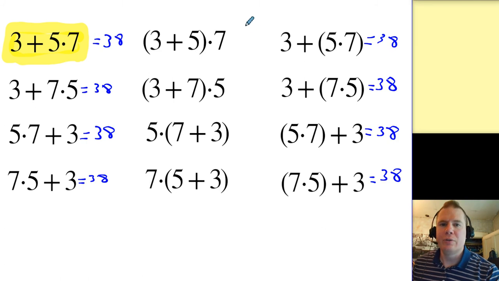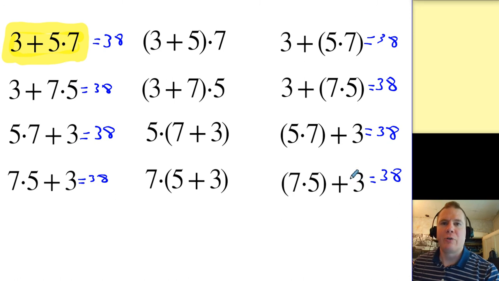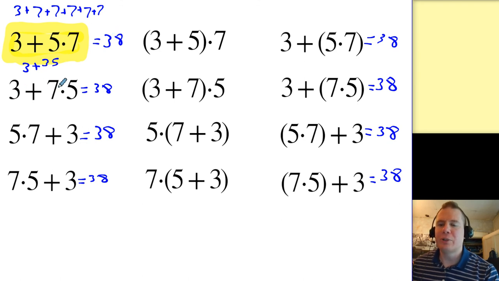Well, if you guessed 7, you're correct, because all of these on the outside columns are really the same problem. If we understand what our operations are, their true definitions and how they relate to each other, this shouldn't be an issue. This is saying 3 plus 5 sevens. 5 sevens is 35, so that's 3 plus 35. That gets you 38. This is saying 3 plus 7 fives.